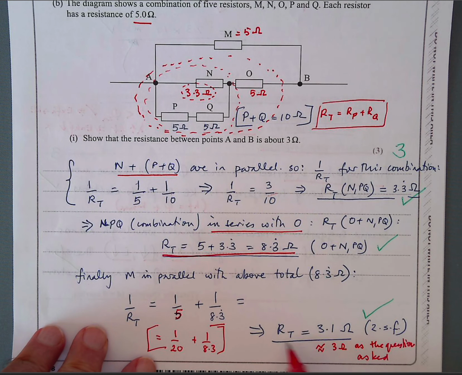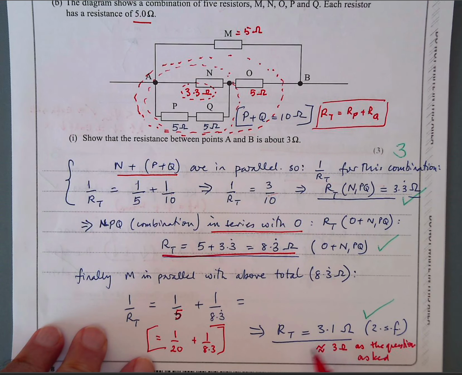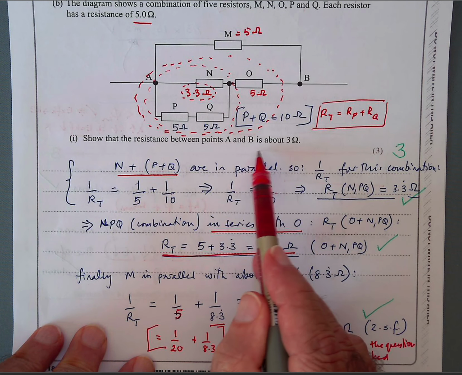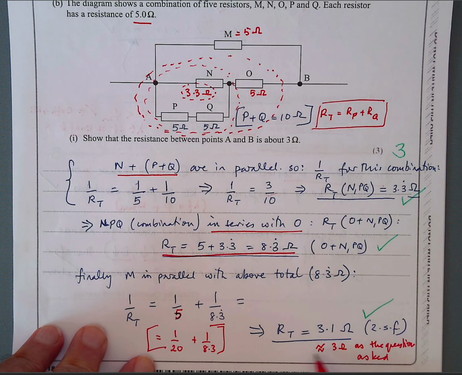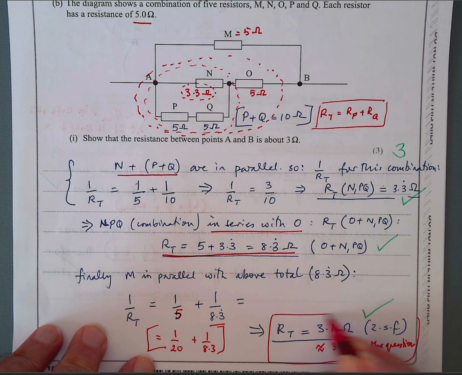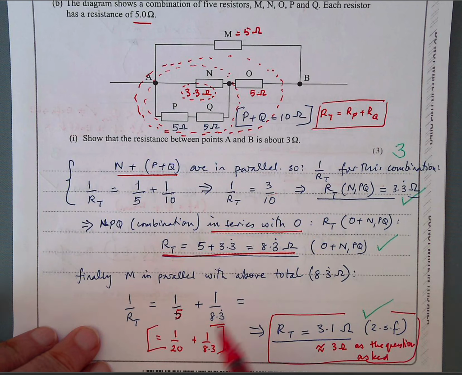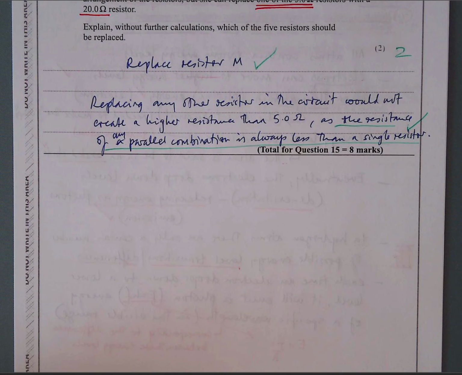Okay, so the total resistance of the combination is 3.1 ohm as calculated here, which is approximately about 3 ohms. So try to make sure you do this in the exam. You say it's equal to 3.1 ohm, which is about 3 ohms as the question has asked. Okay, so look at this. I've just done another equation here, which we're going to go through in the next part.